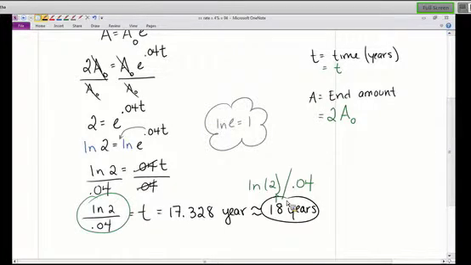So the question is asking us for double our money. So we solve it out for t. We get 17.328 years. Now, if you're going to round this down to just 17 years, you're not going to make double your money because you have less time if you're rounding down. You're not going to make double your money. Okay? If you're rounding up, you're going to be sure that you're making double your money.